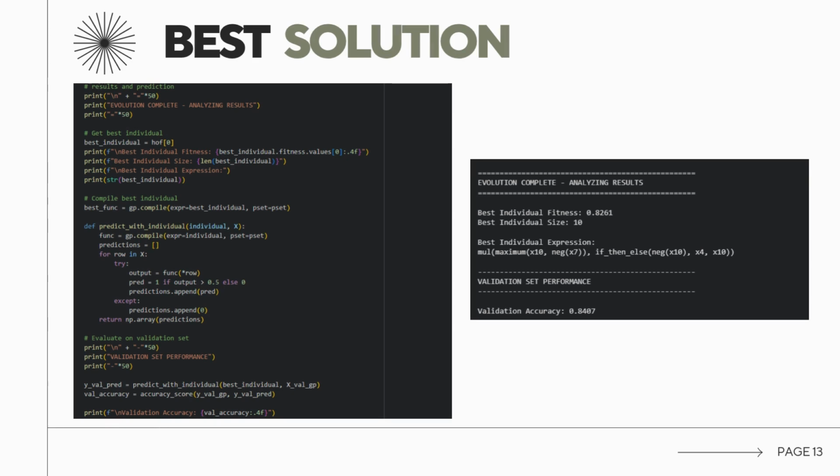Next, we have arrived at the best solution. As you can see, the expression for the best solution looks something like this. Let's decode it. It is using capital gains in a smart way, taking the maximum of capital gains and the negative of occupation. Then it has conditional logic that checks if the capital gains are negative, and if so, uses education level instead. This makes intuitive sense.